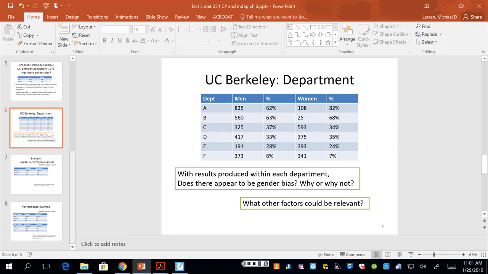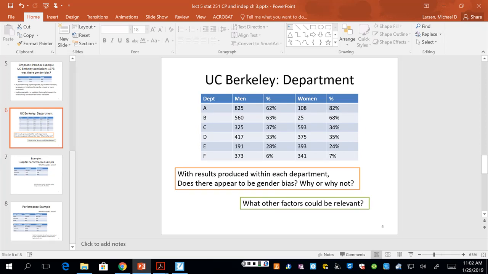So men and women are applying to departments at different rates, and certain departments admit at different rates. So if women are applying to departments that have lower admission rates, but men tend to apply to ones that have higher admission rates, things could be exactly equal, but when you aggregate it up, the admission rate for the women could look lower. So that could be part of the story. Certainly that's not the story in these numbers, that might not be the whole story about what's going on.